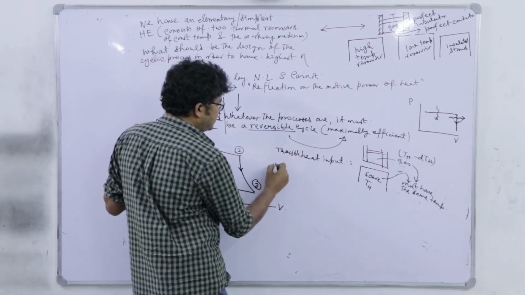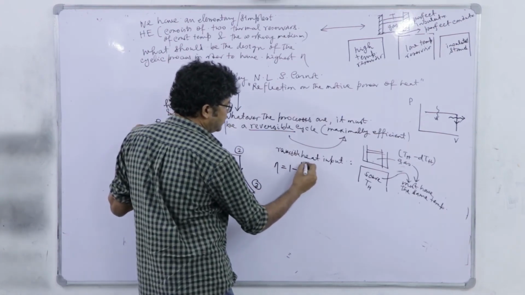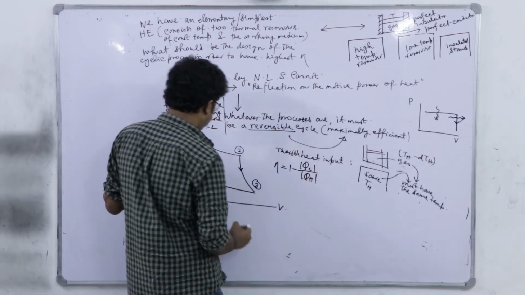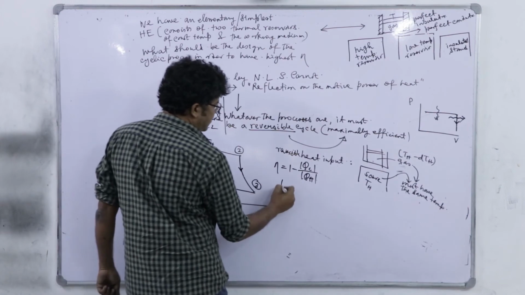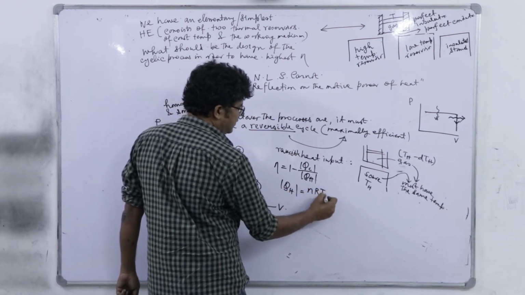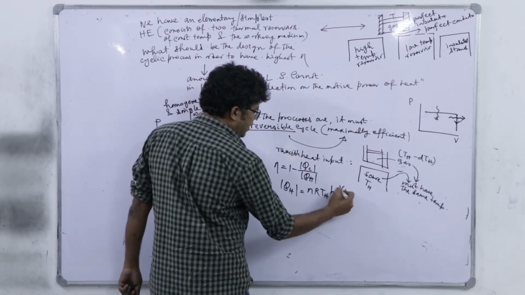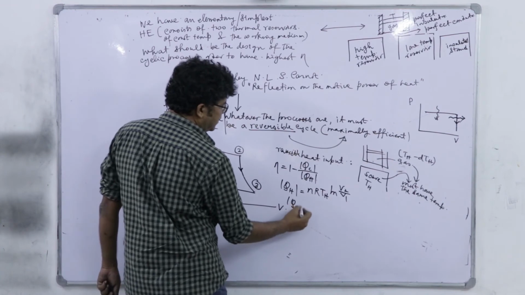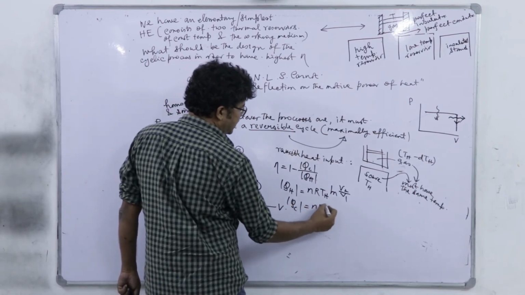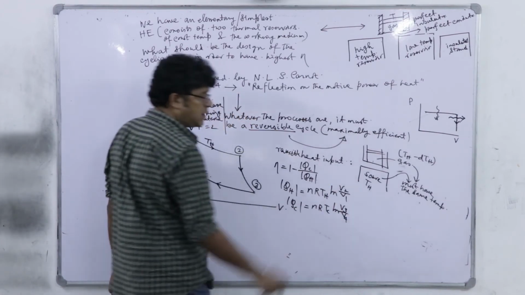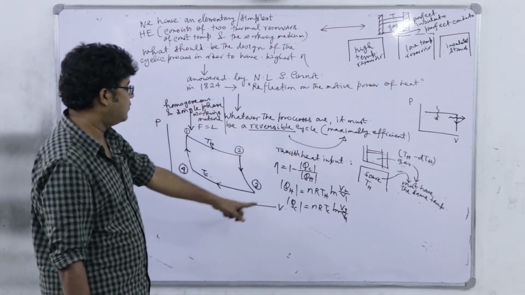So, you see that eta is 1 minus mod of QC by mod of QH, right. So mod of QH is nRTH into ln of V2 by V1, and mod of QC is equal to nRTC ln of V3 by V4. It should not be V4 by V3. Why?